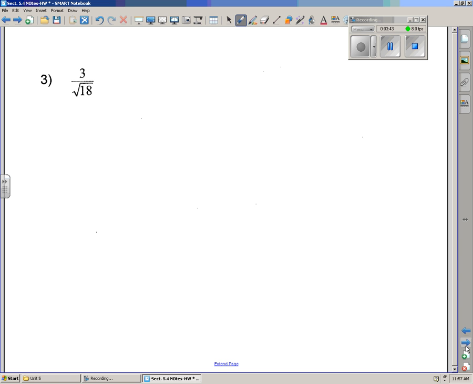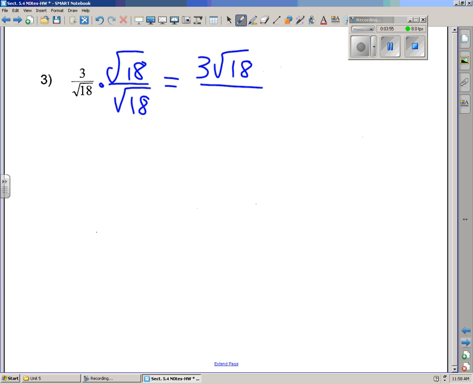Next one, I need to get rid of the square root of 18 in the denominator. So I'm going to rationalize. I'm going to multiply both top and bottom by the square root of 18. On the top, I just get 3 times the square root of 18. On the bottom, the square roots disappear and I just have an 18.